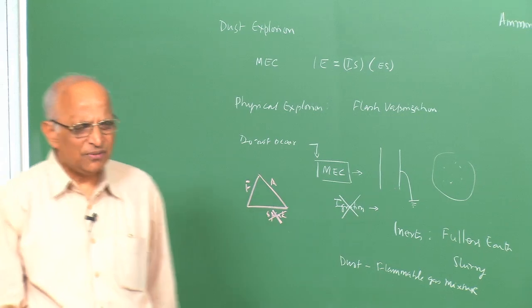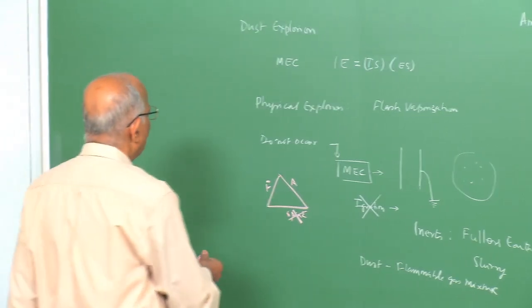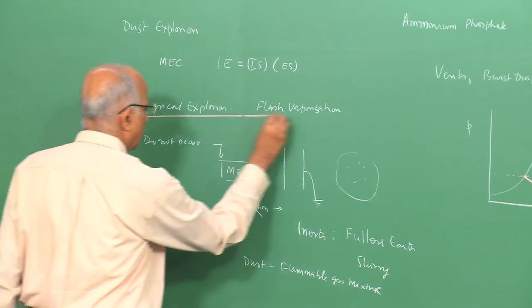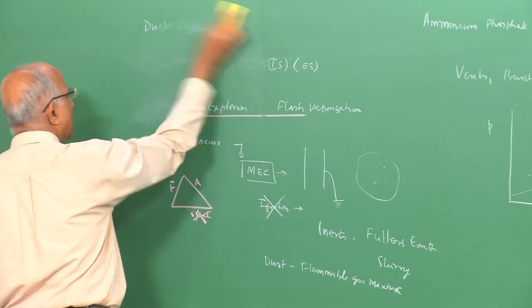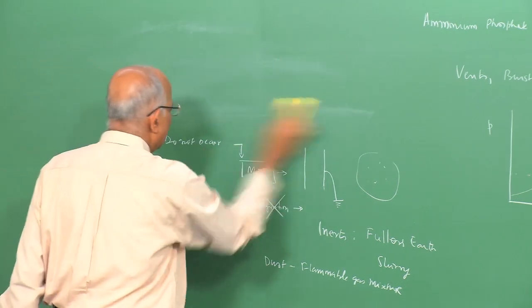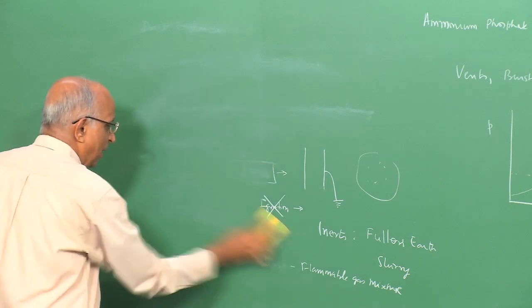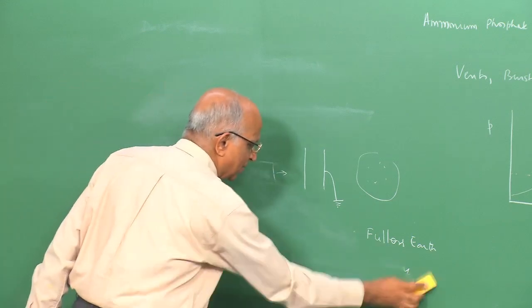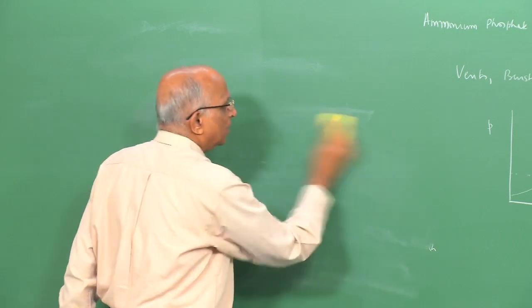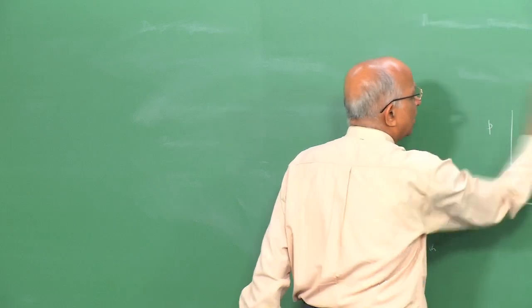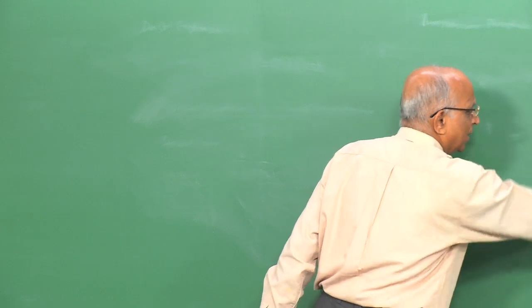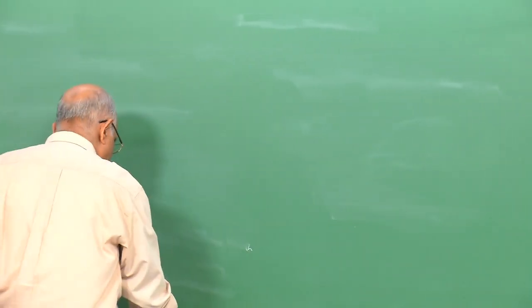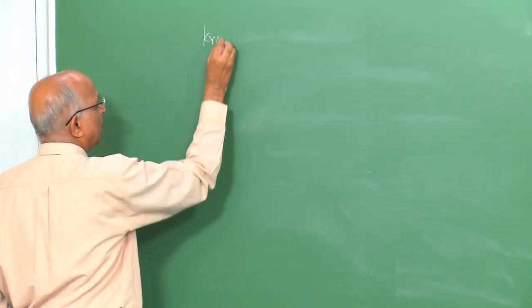Having said this, it's time to get into the physical explosions. Let's see what it is about. Let's start with a few examples, because examples are illustrative and we will be able to study the mechanisms using these examples. Therefore, we get started with the very famous example which we talked about in terms of natural explosion, and this is the one which happened in Krakatoa.